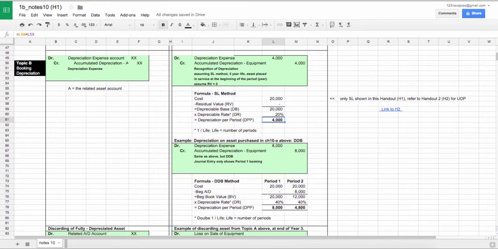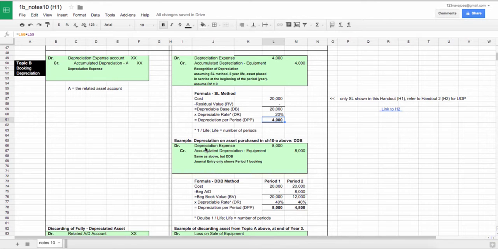Now, if the asset was placed in service, let's say in the middle of the year, so it's partial year, all you do at this point is simply apply a proportionate amount to the per period amount. So if it's half a year, then we take half of that $4,000, or $2,000 depreciation.